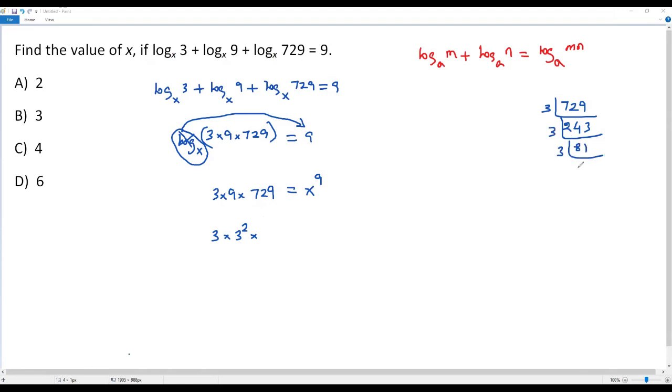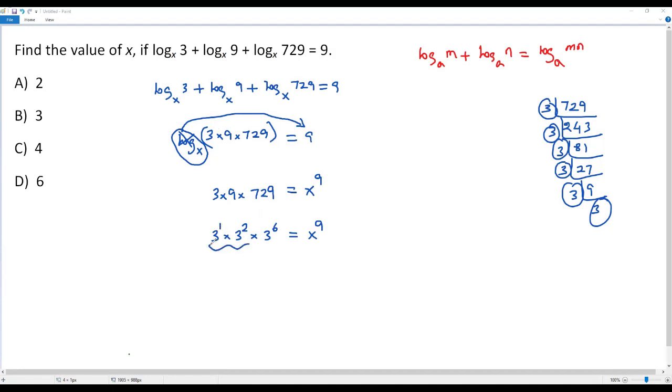Let me divide it by 3. I am getting 27. Let me divide it by 3. I am getting 9. Again, I divide by 3. 3. So 1, 2, 3, 4, 5, 6. That is, we can write this 729 as 3 to the 6th power. And on the right side, we can write this x to the 9th power as it is. Okay, for this 3, we don't have any exponent. Whenever there is no exponent, we can assume there is exponent 1.